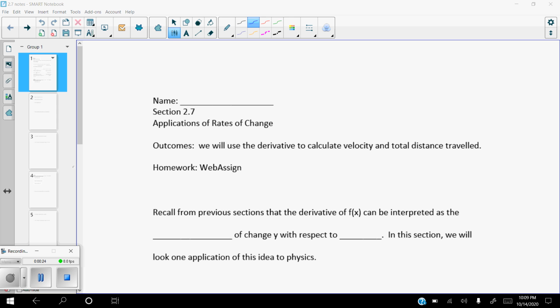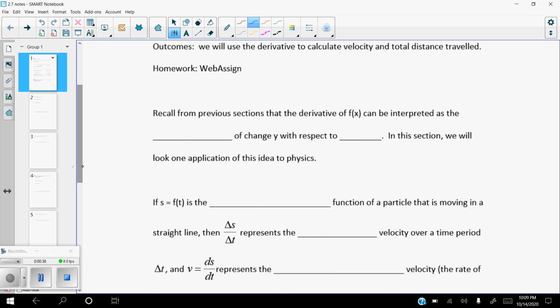Okay, rates of change. Rates of change is a derivative. It's a slope. It's what a rate of change is. So we're going to use the derivative to calculate velocity and total distance traveled. If we recall from previous sections, the derivative of f of x can be interpreted as the rate of change of y with respect to x.